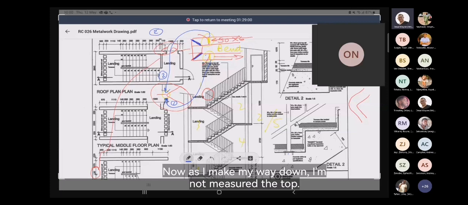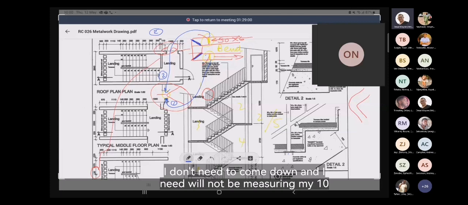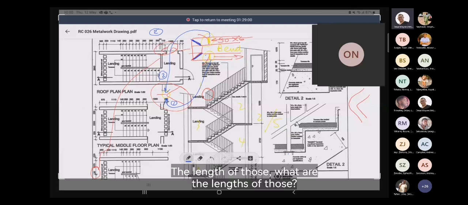Now, as I make my way down, I'm not measured at the top. Right? And I need to come down, and I will now be measuring my 10 by 10 millimeter square section upright, welded between the raking top and the bottom rails. Right? The length of those, what are the lengths of those? We've got the lengths of those, and it's measured in kg per meter in order for us to arrive at the tonnage or the weight of these. And where do we find these?